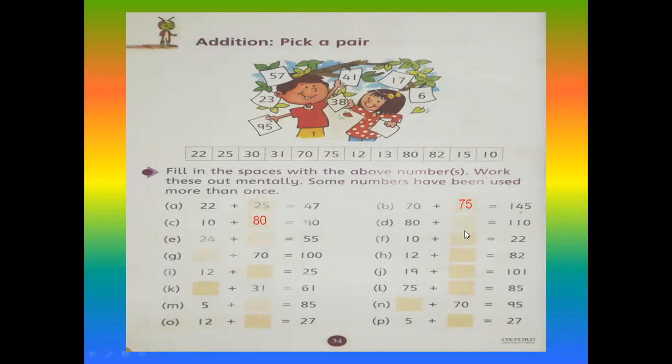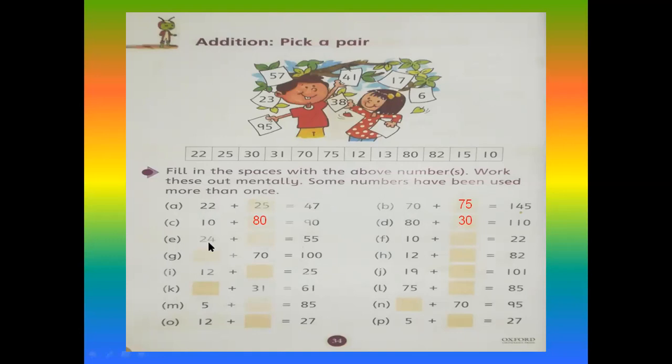80 plus dash is equal to 110. It means in the second number the first digit should be 0. Look, 30 plus 80. 0 plus 0 is 0, and 3 plus 8 is 11. So it means 80 plus 30 is 110. And what is the second method? 110 minus 80, the answer will also come 30. So you can use any one method, no problem.